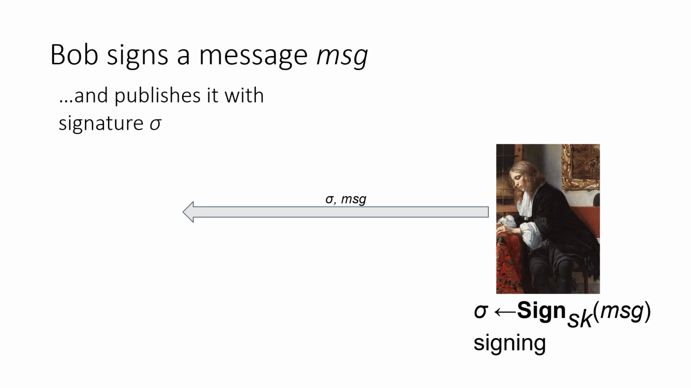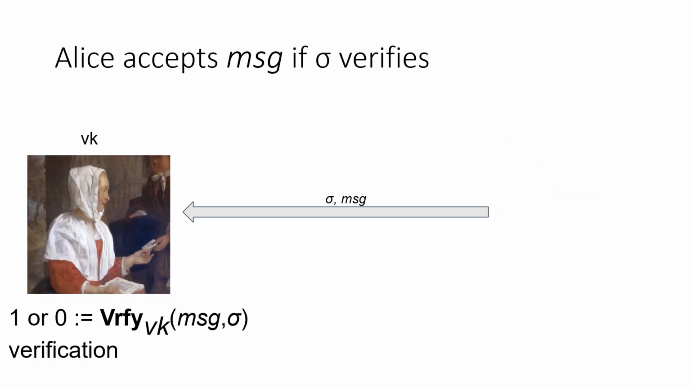Good. So last part, Alice is going to get that message and she's going to accept it if the signature verifies. So she's going to use the verification key, VK, along with the message and Sigma, and she's either going to get a 1 or 0. And she just checks it. If it's a 1, it verifies, and she's going to believe it really came from Bob, and if it's 0, the signature did not verify.